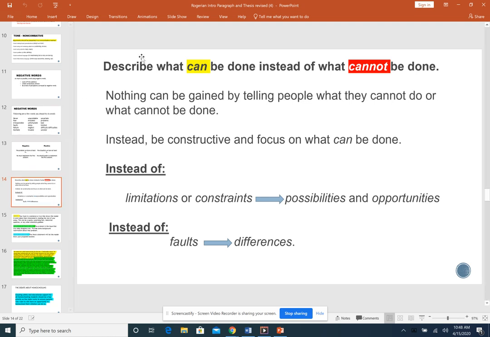Nothing can be gained by telling people what they can or cannot do or what cannot be done. So keep that in mind, especially when you're reaching your compromise for common ground. Instead of using words such as limitations or constraints, consider using words like possibilities and opportunities. Instead of saying the fault or the error in your point of view, maybe say the differences of opinion that we share. That can help change the tone and attitude of your paper.